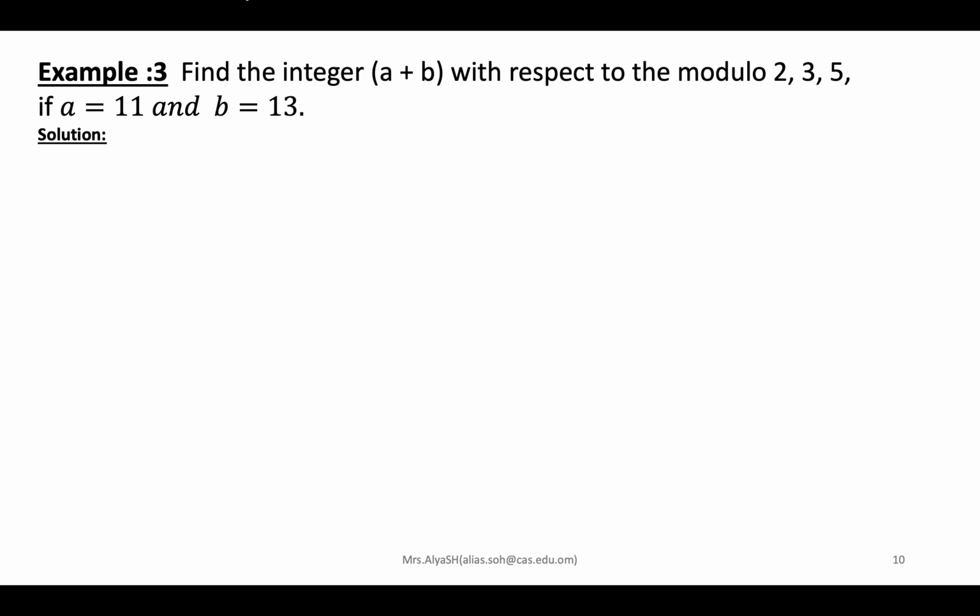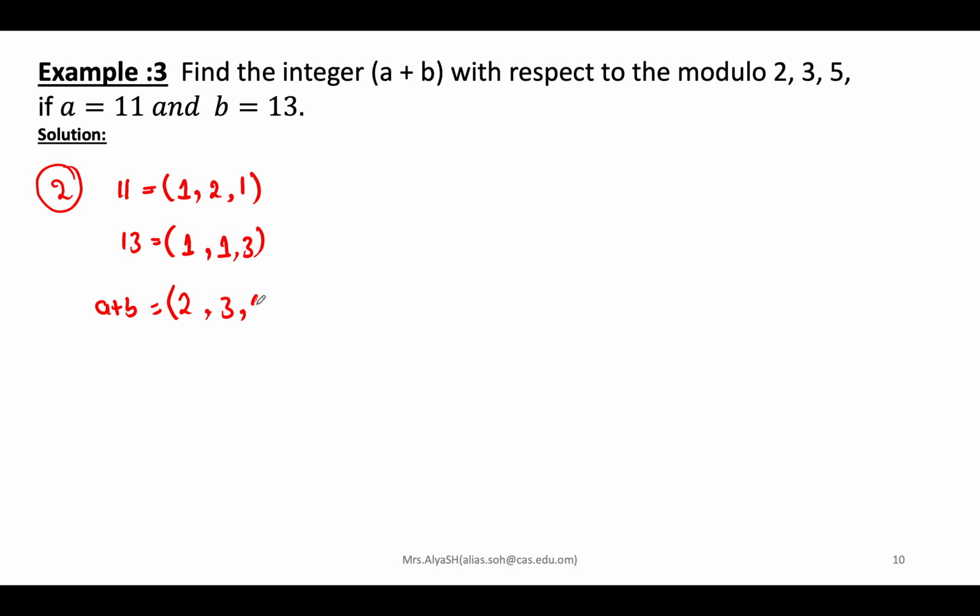Now let's check the second way that we can do, to find a plus b. So here we got that the modular representation of 11 equals 1, 2, 1. Then the modular representation of 13 equals 1, 1, 3. Then A plus B should have the modular representation 1 plus 1 is 2, 2 plus 1 is 3, then 1 plus 3 is 4. Now we need to find each one mod.